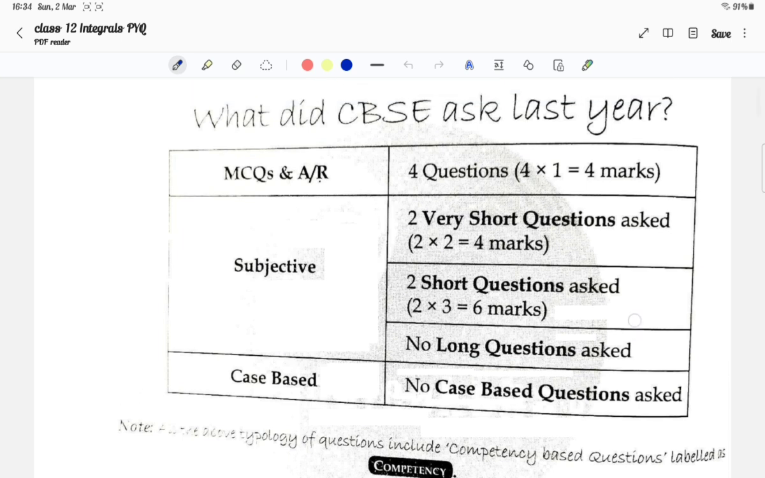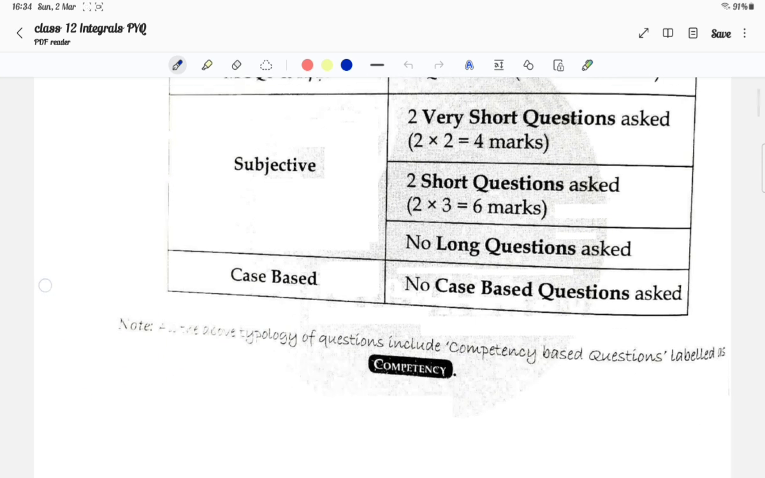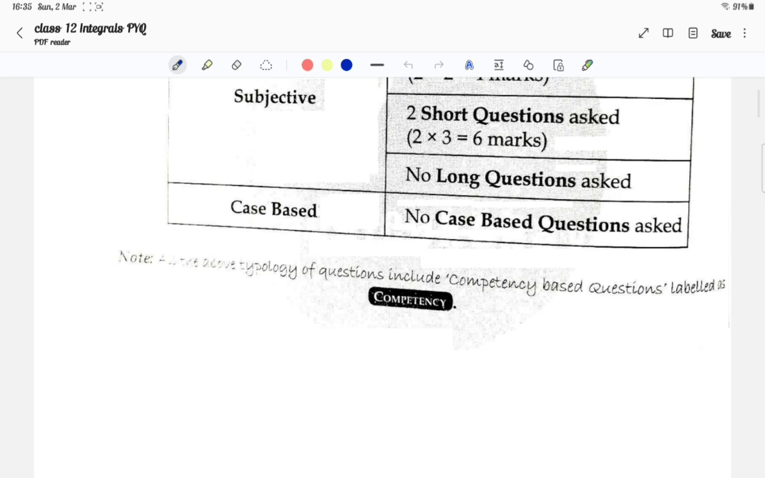From this chapter, CBSE asked last year MCQ or assertion-reason, 4 questions, 4 into 1, that is 4 marks. Subjective questions: 2 questions of 2 marks, and 2 questions of 3 marks. So in total it was 6 plus 4 plus 4, that is 14 marks. No long questions were asked last year, so be prepared, they may ask you long questions also. But mostly case based questions will not come from this chapter.